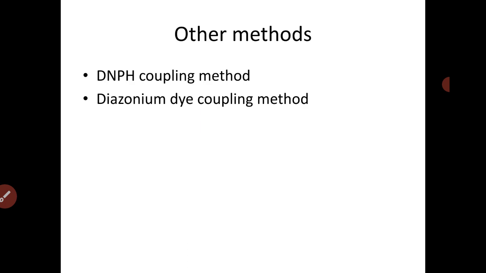What are the other methods for measuring AST? Dinitrophenylhydrazine coupling method and diazonium dye coupling method. These are the other methods for measuring AST.